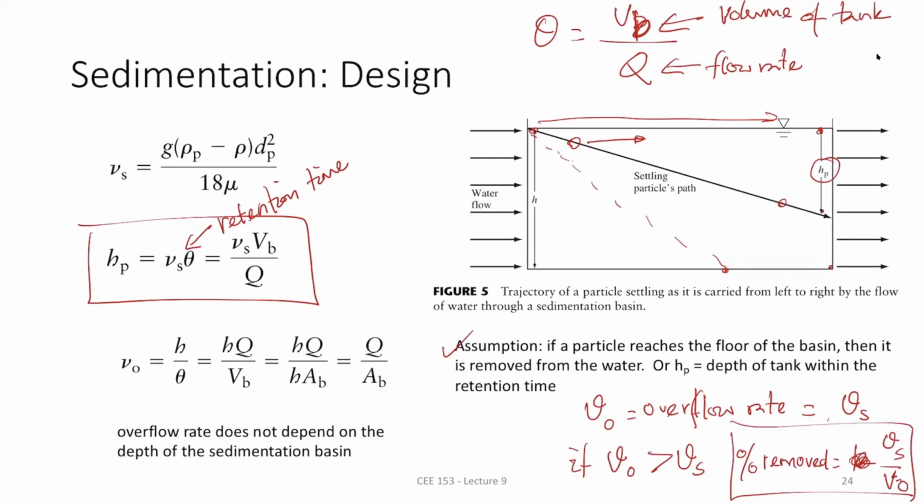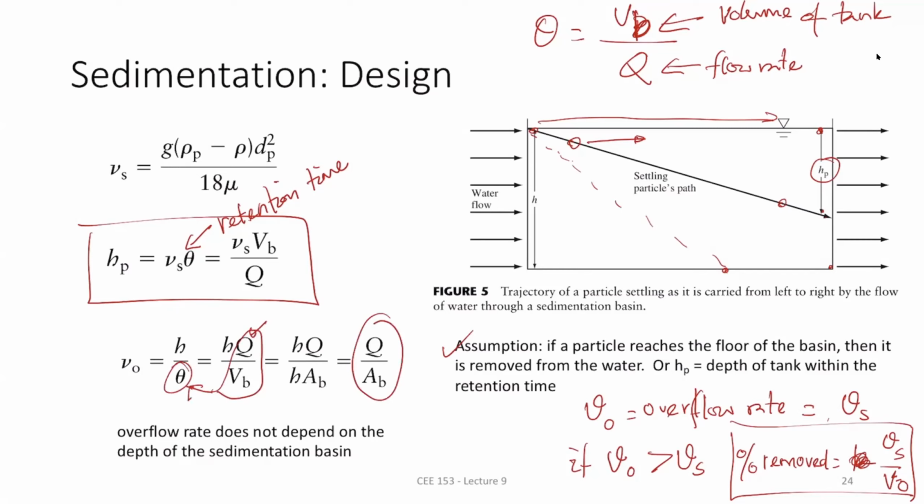So overflow rate is again H divided by theta, or the retention time. Basically, we are saying how long it takes for particles to move from the entire height. If you multiply by the flow rate on both sides, theta equals this value, and if you substitute here, you'll get the final answer, which is Q divided by AB.